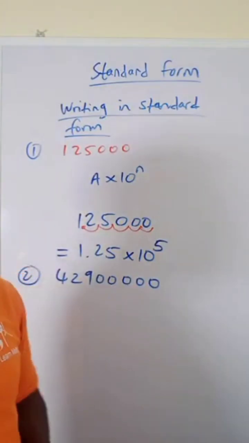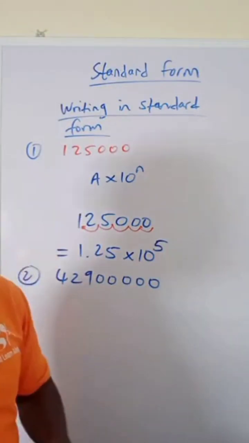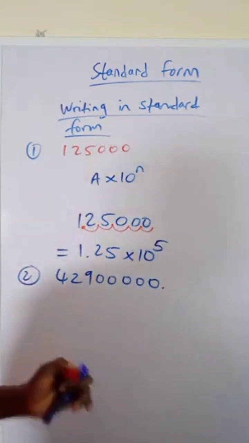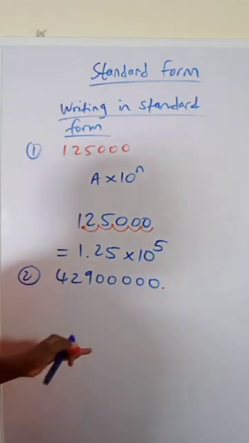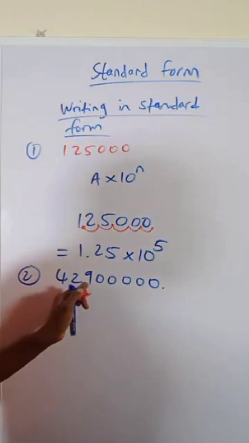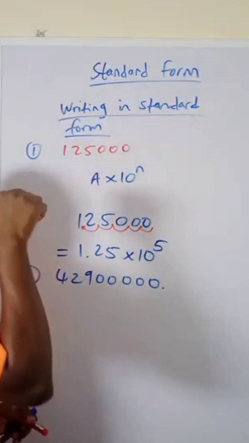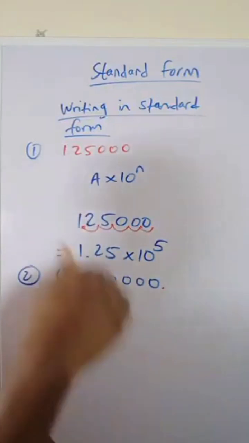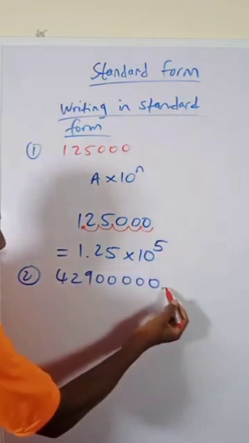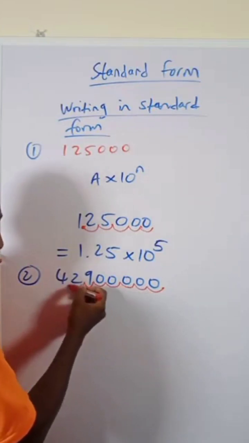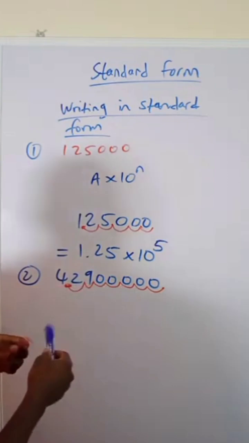Let's write this number in standard form. You look for where there's a decimal point. If there's none, just know that it is at the end of the number. So we start counting. If you do 42 point something, then it's wrong because it's more than 10. It has to be between 1 and 10, a single digit, not 42, just 4 point something, then times 10 raised to something else. So from here we count 1, 2, 3, 4, 5, 6, 7.